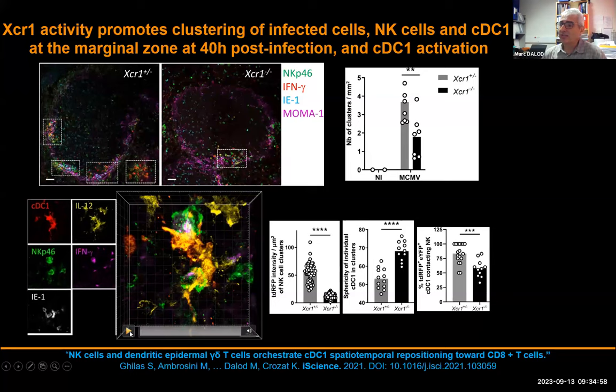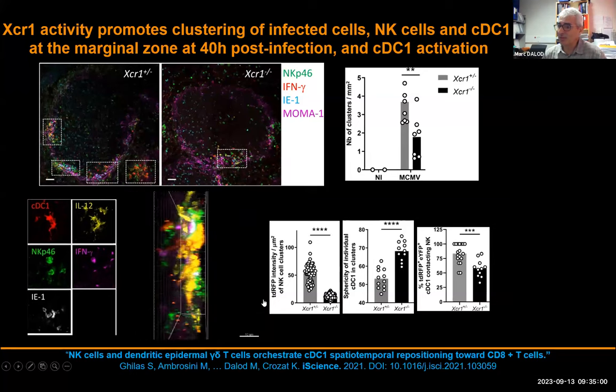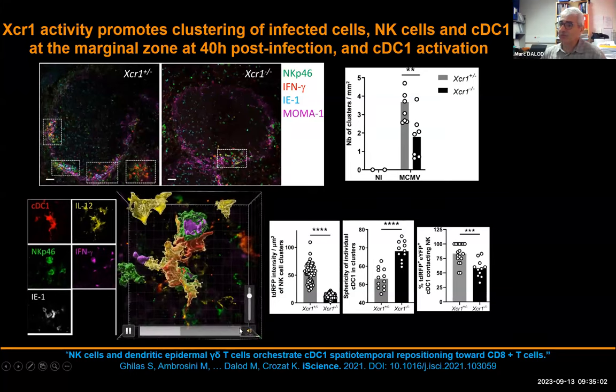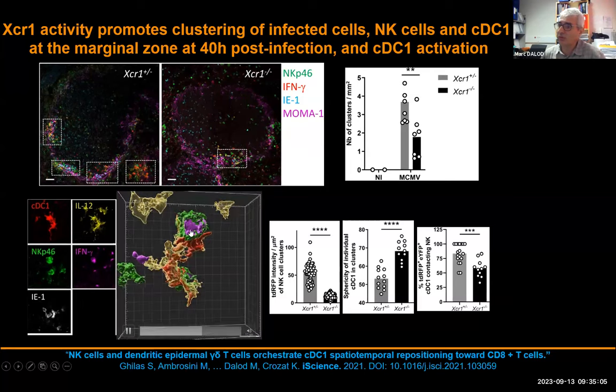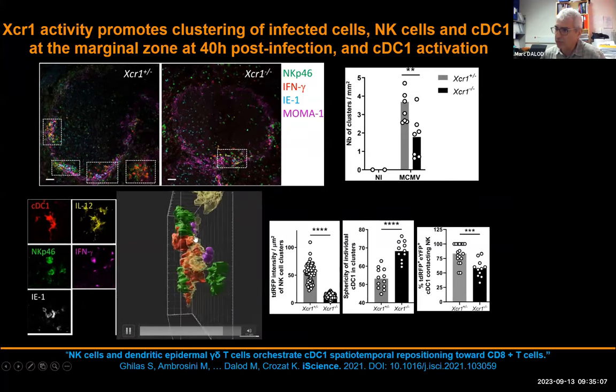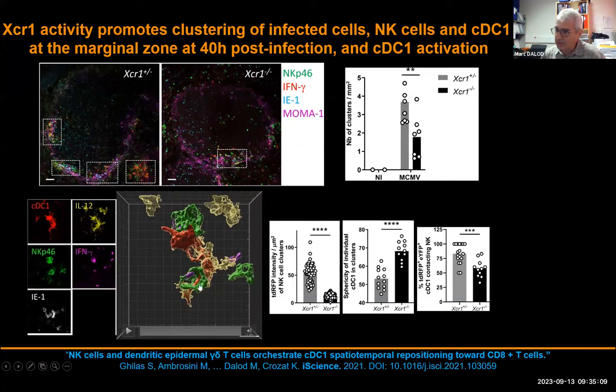So I cannot resist showing this nice movie that Marc Ambrosini did with Karine Crozat. It's a 3D reconstruction of confocal microscopy where you see a cDC1 expressing IL-12 in red and yellow in tight contact with NK cells that are green and express IFN gamma, which is shown in violet. And so they quantitated that. They used the red fluorescent protein to quantify cDC1.